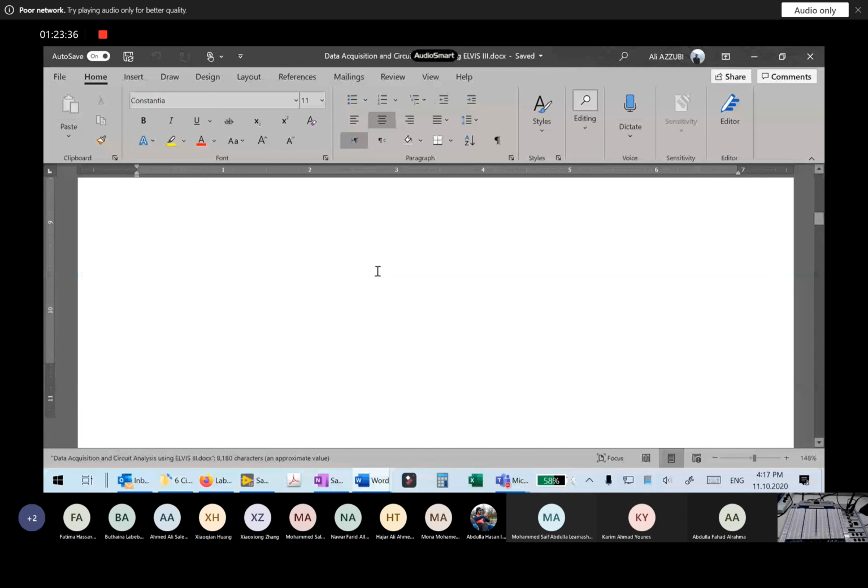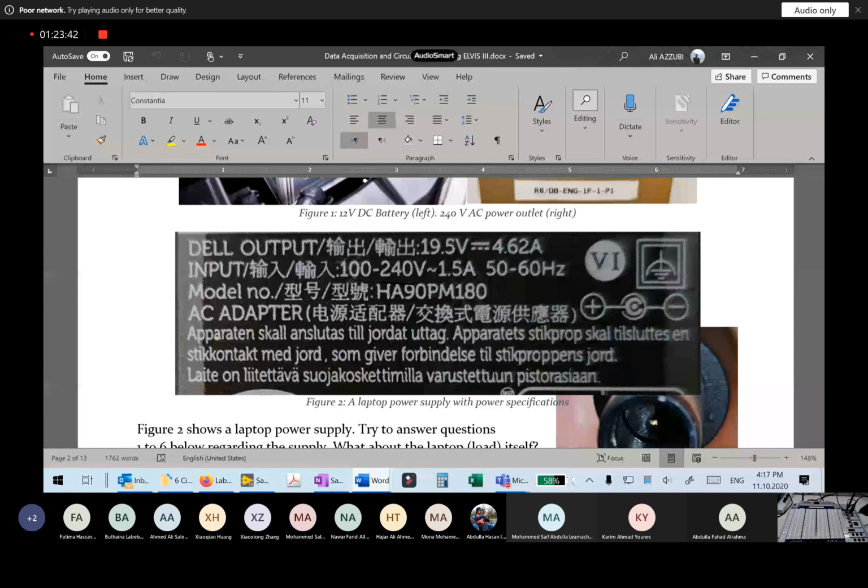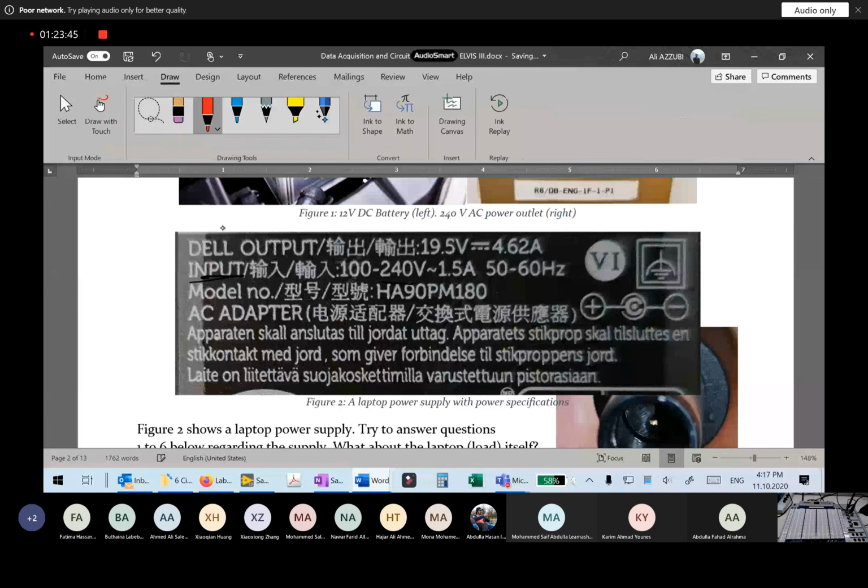Alright, this is a laptop power supply. What does it say? It says the input here is from 100 to 200 volts AC. What about the frequency? 50-60. So 60 is usually USA. I think Japan is using that, but here Europe and Middle East they use 50 hertz. Most of the world countries they use this.